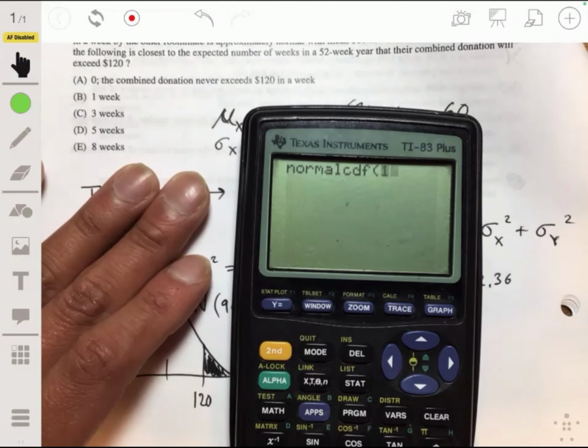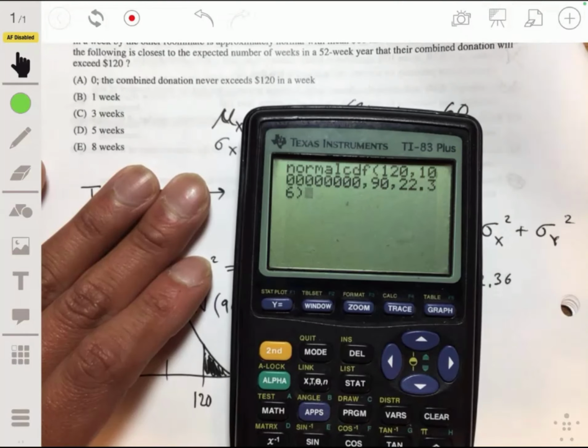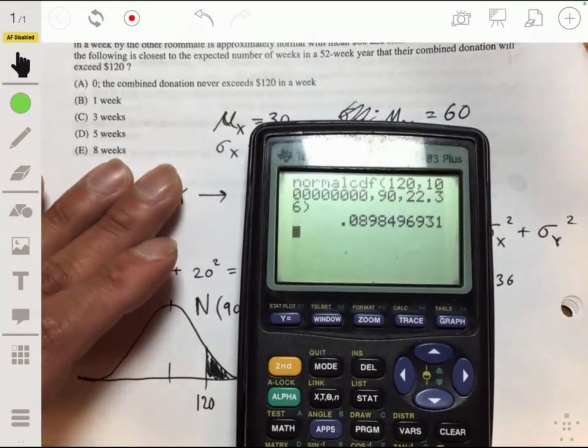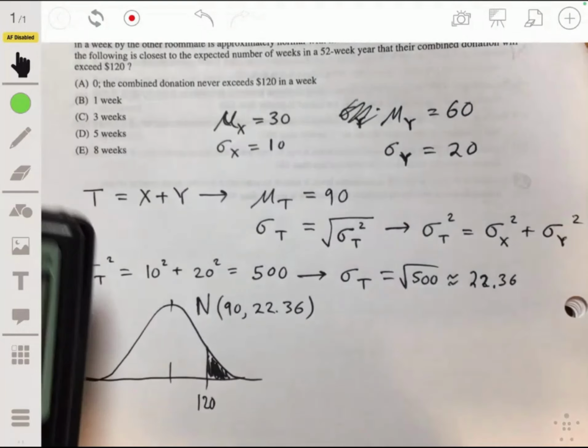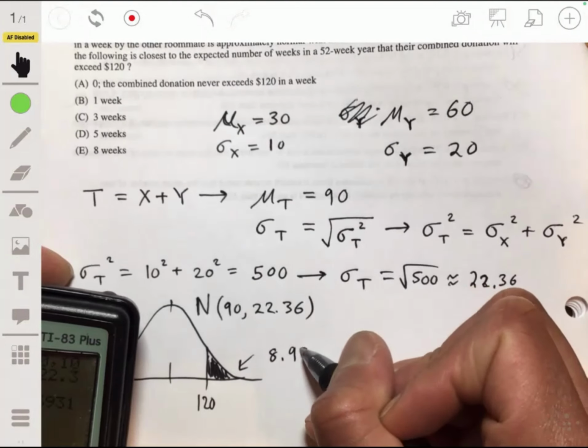The lower bound will be 120. Upper bound, make it a very large number, like a billion or something. Followed by the mean, which is 90. Then the standard deviation. And that should give us a probability of about 8.9%. About 9% almost.